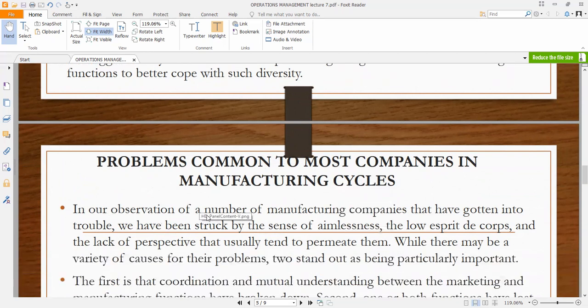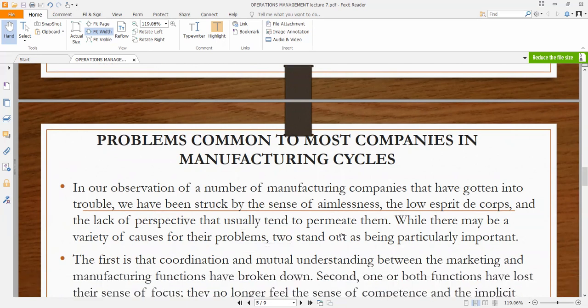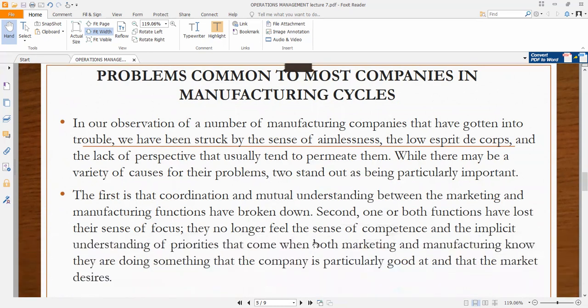In our observation of a number of manufacturing companies that have gotten into trouble, we have been struck by the sense of aimlessness, the low esprit de corps, and the lack of perspective that usually tends to permeate them. While there may be a variety of causes for their problems, two stand out as being particularly important. Okay, two problems particularly of importance.